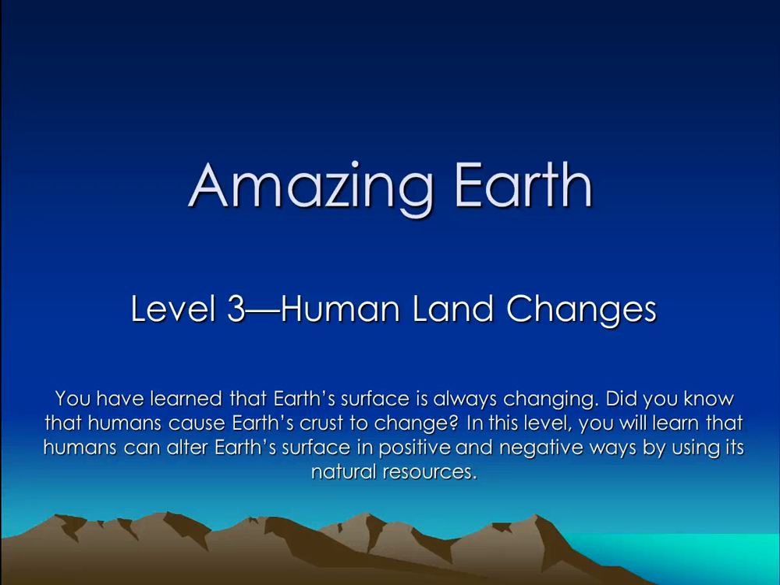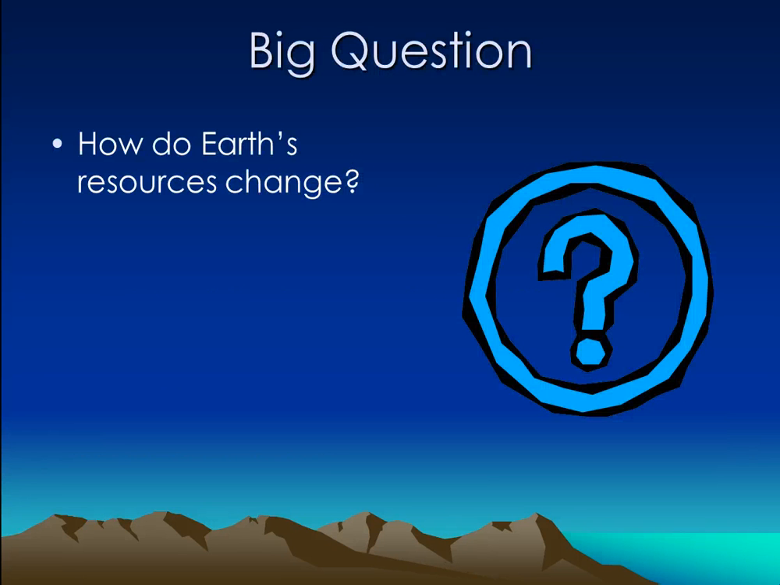You are still in level 3, which is on human land changes. Let's review our big question before moving on, and that is, how do Earth's resources change? So far we've learned that they change very slowly through weathering, erosion, and deposition. We've also learned that they change very quickly through natural events like earthquakes, volcanoes, landslides, and tsunamis. And now we are learning how humans change Earth's resources.